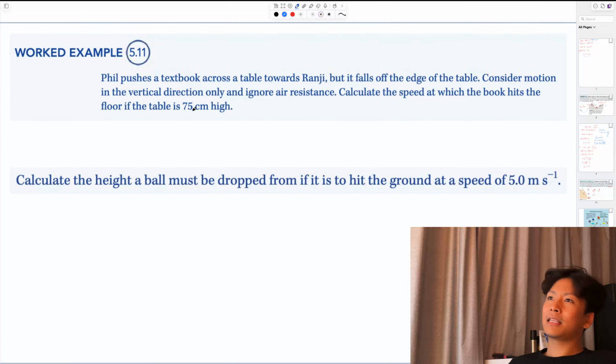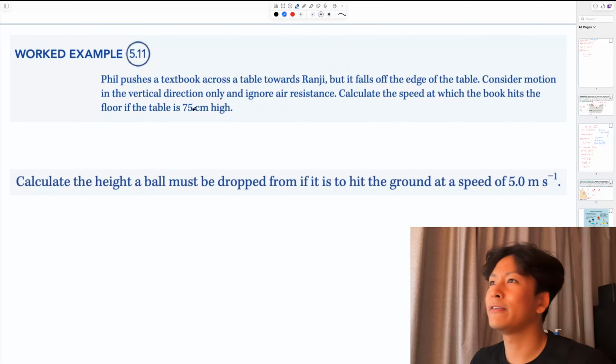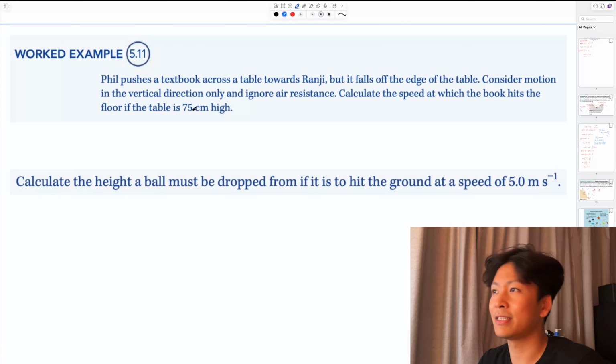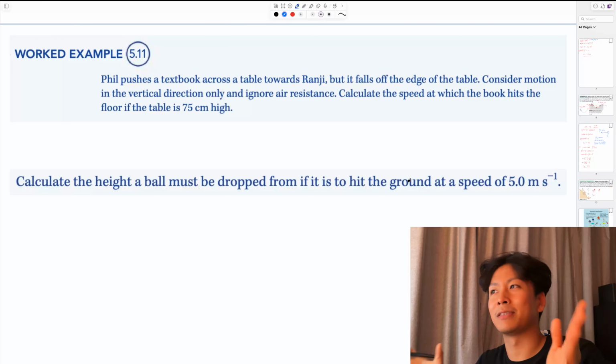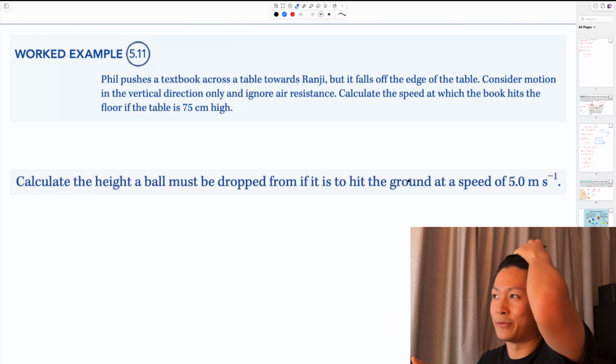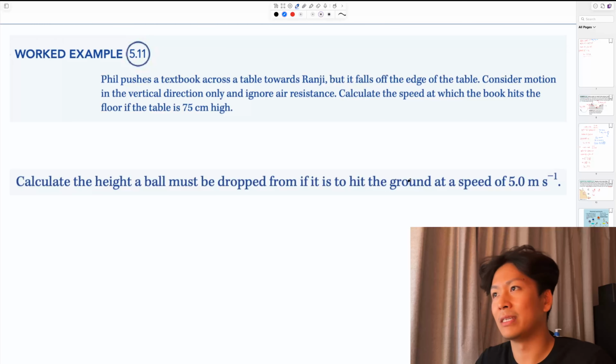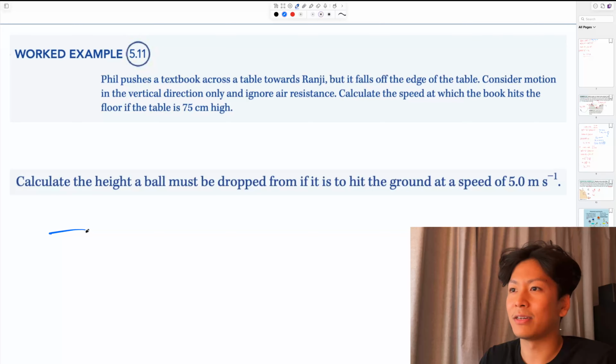Okay, last slide. Let's try out this problem. Phil pushes a textbook across a table towards Ranji, but it falls off the edge of the table. Consider motion in the vertical direction only and ignore air resistance. Great, that means I have a purely conservative force situation, so no non-conservative forces. Calculate the speed at which the book hits the floor if the table is 75 centimeters high. Let's draw it out.